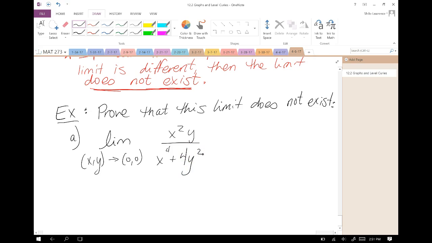We're going to prove that this limit does not exist. The limit as x, y approaches 0, 0 of x squared y over x to the fourth plus 4y squared. What do we get if we try direct substitution? We get 0 over 0, which is indeterminate.